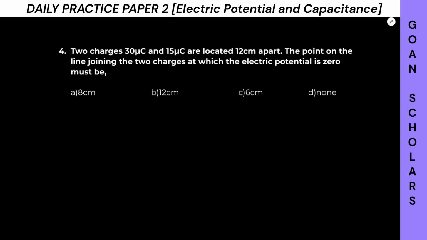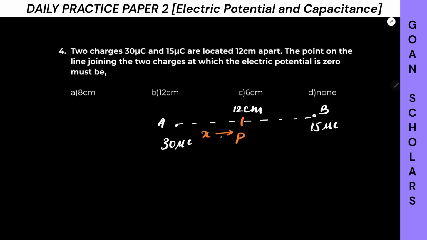Two charges 30 microcoulomb and 15 microcoulomb are located 12 centimeter apart. We have to find the point where the potential is 0. So let's do it again. Let's place our first charge here, 30 microcoulombs at point A, and another point here is 15 microcoulomb at point B, and this is 12 centimeter apart. Correct? Now they are saying at any point P the potential is 0. Let's say that point is at a distance of x centimeter, so from here it will be 12 minus x.